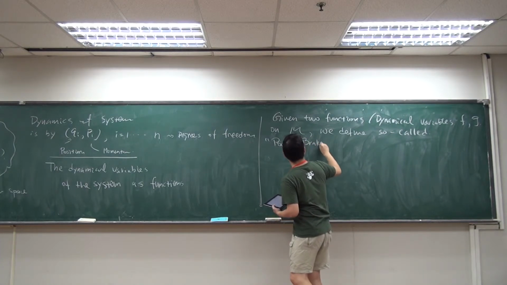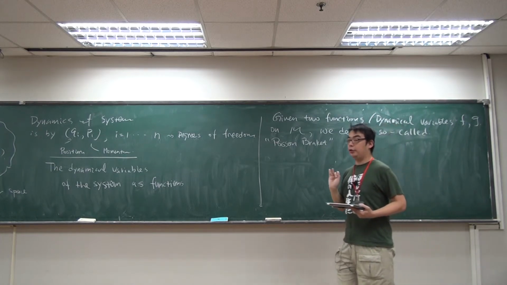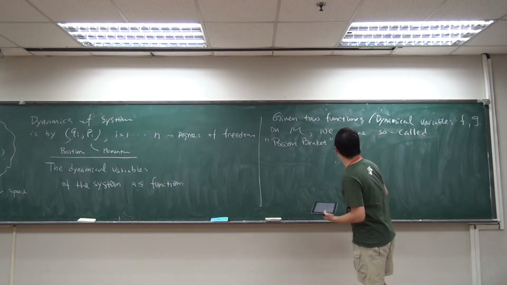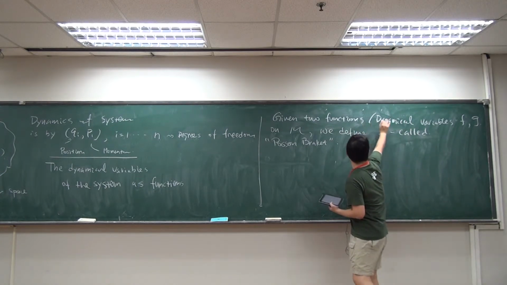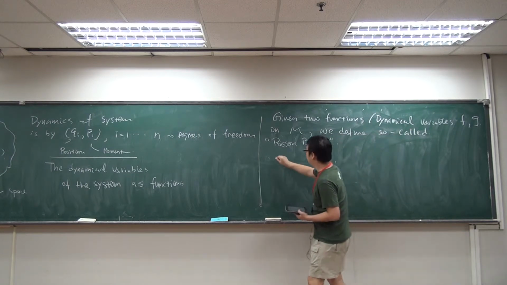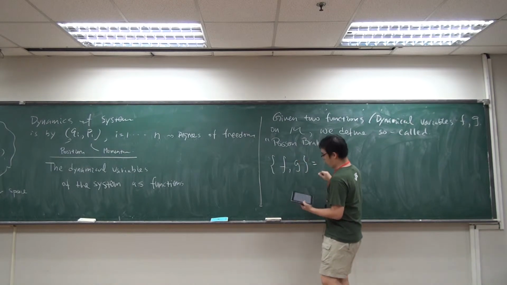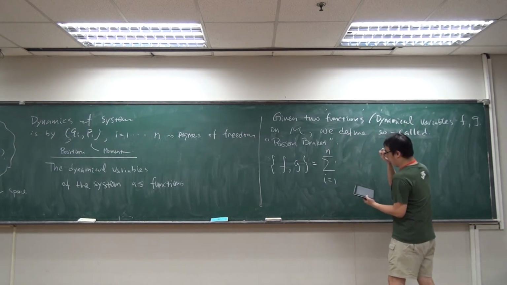By the way, you can actually ask the question in Chinese, there's no problem. I can try to reply in Chinese as well. Okay. So we can define the Poisson bracket between the functions f and g, which is given by the following.